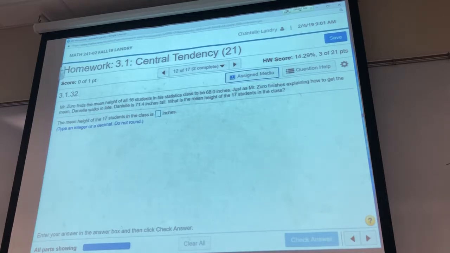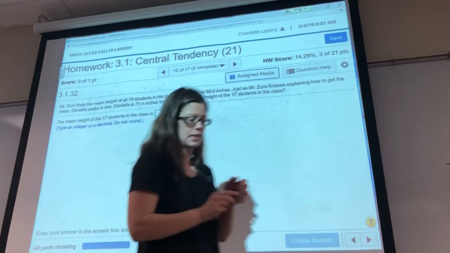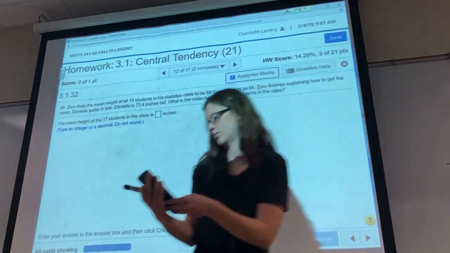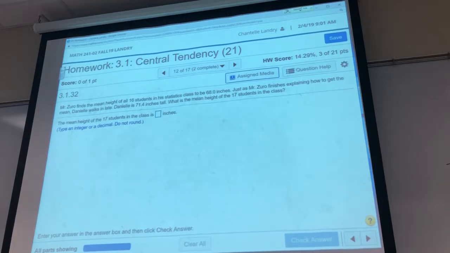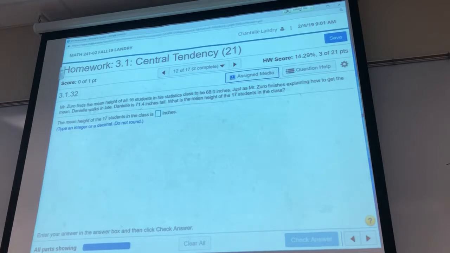So if you look at the sum of heights, I already wrote that out, so if I do 16 times 68, I get 1,088. So if I took all of their heights and added them together, I should have gotten 1,088. And the reason for that is if you take 1,088 divided by 16 students, then on average they are going to be 68 inches tall. So that's the sum of the heights for the 16 students.